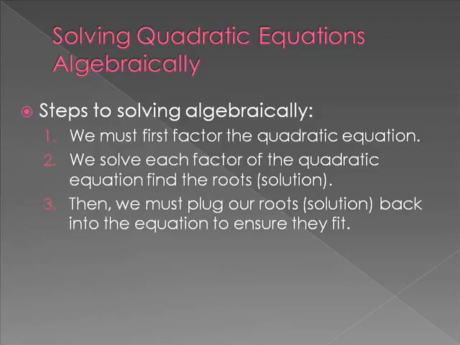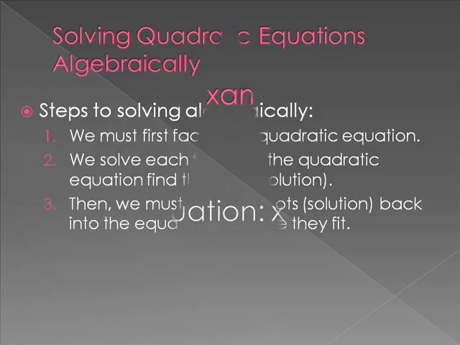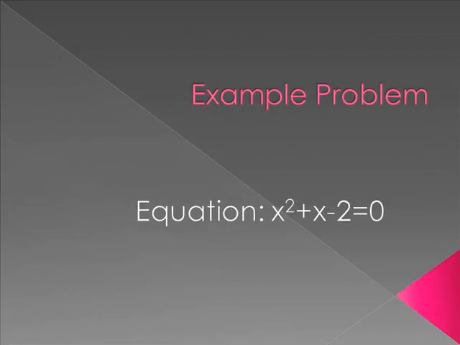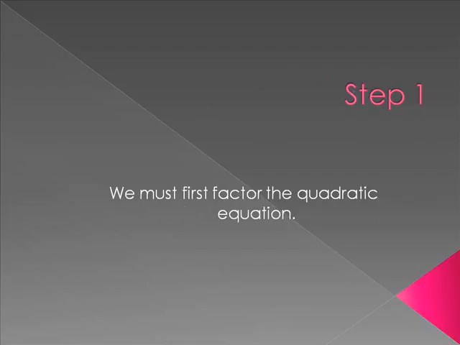Then you'll plug the solution or the roots back into the equation to ensure that they fit and that they are correct. So let's use our example problem from before but this time we will solve it algebraically. So remember, the equation was x squared plus x minus 2 equals 0. Our first step is factoring the quadratic equation.